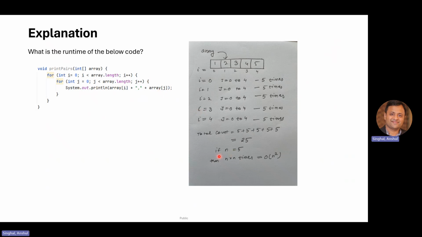So basically now if we want to generalize this, let's say in this array I have n elements. My outermost for loop will run n times, and then for each index, the inner for loop also runs n times. So it's n times n, which is order of n square. So our answer in this case will be order of n square.